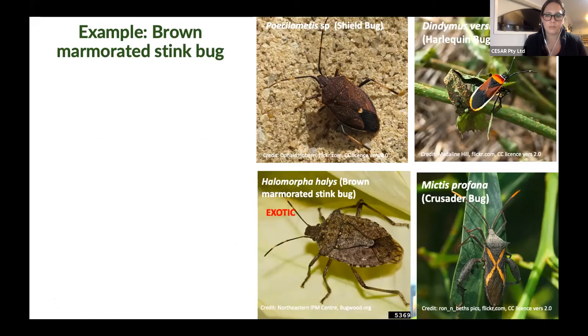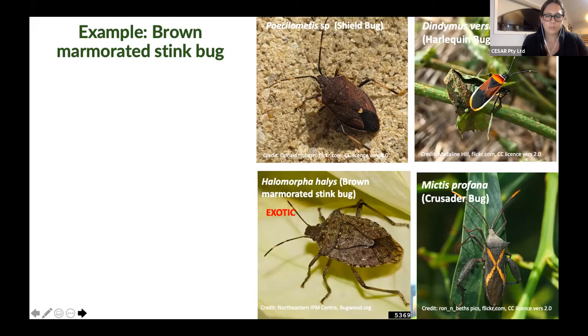So here's just an example of what we call a high priority exotic, brown marmorated stink bug, which is one I've spoken about before, and it can look quite similar to species that we already have in Australia. We have a whole suite of shield bug insects that can look quite similar. I've got harlequin bug up the top here, which is also a plant pest, and a crusader bug on the bottom right here. And they look quite similar.